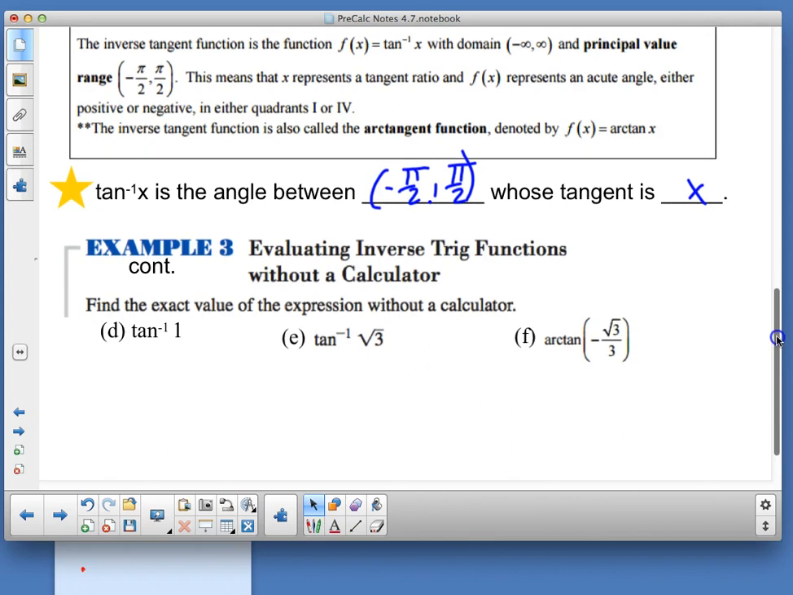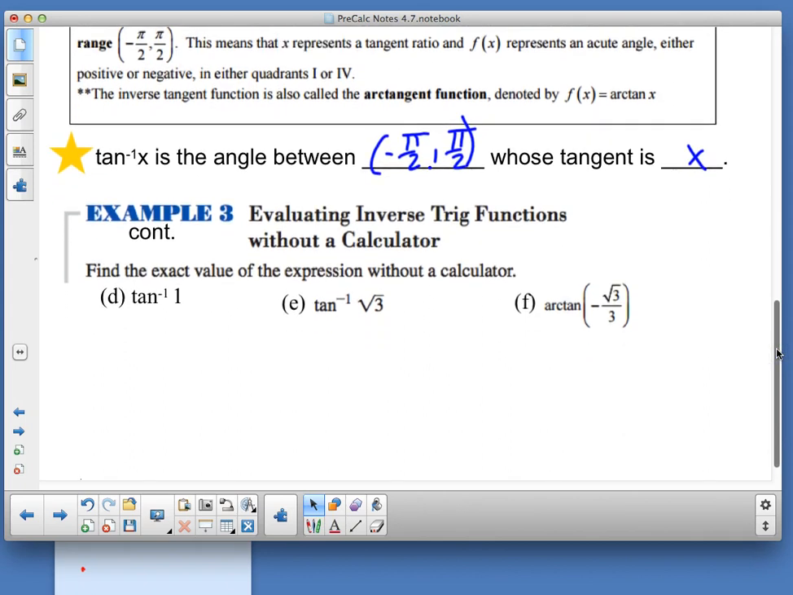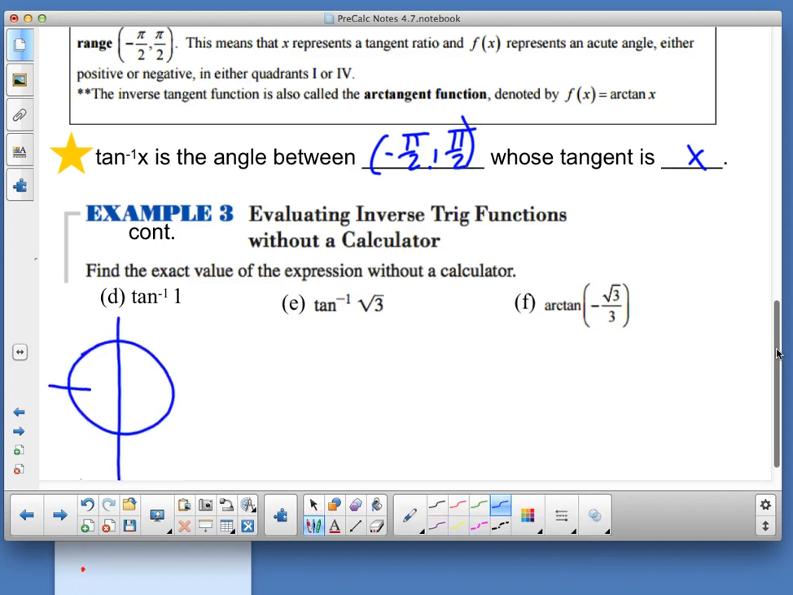Now, this is example 3, further continued. The inverse tangent of the value 1. Remember, 1 is sine over cosine. Okay, but it's positive. And remember, when we're talking about the unit circle, tangent's positive here, tangent's negative there. Okay, so I'm talking about here, this is pi over 4.